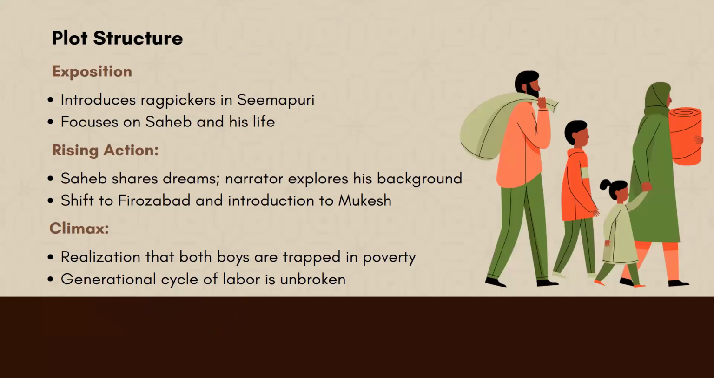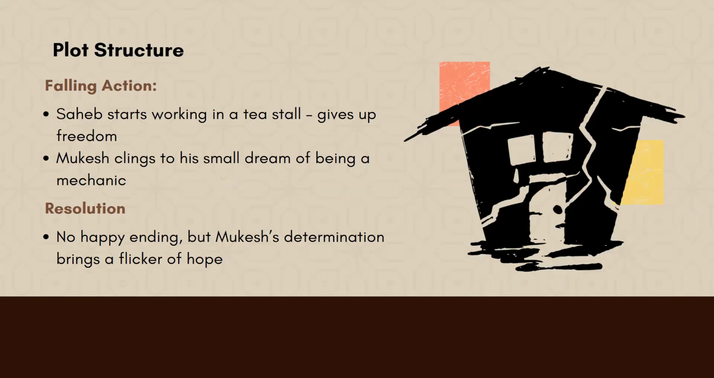The story follows a journalistic structure with two parallel narratives. On one side, there is Saheb's journey from a hopeful ragpicker to a subdued tea stall worker, whereas on the other hand, there is the story of Mukesh's slow but determined push against his inherited fate as a bangle maker. Each part follows a clear arc: the introduction, followed by the struggle, rising action, climax, and finally falling action with a resolution where there is no happy ending, but Mukesh's determination brings a flicker of hope.